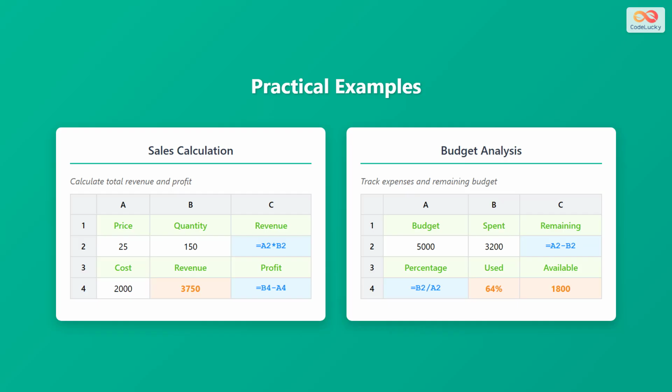Next, let's do a budget analysis. In this example, we track expenses and remaining budget. The formula in cell C2, =A2-B2, calculates the remaining budget by subtracting the amount spent in cell B2 from the total budget in cell A2. The formula in cell A4, =B2/A2, calculates the percentage of the budget used by dividing the amount spent in cell B2 by the total budget in cell A2.